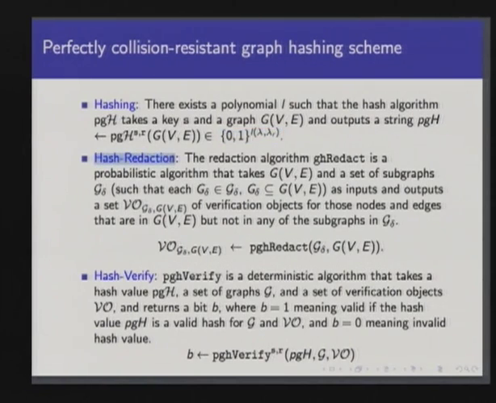This hash redaction function is similar to the previous hash redaction, that redacted graph is that part of the graph which is not returned to the user as part of the subquery result. This hash verification function is again similar to the previously discussed hash verification function, and is executed by the user on the user side. So the user has the hash value of the original graph. It has a set of subgraphs which are returned as part of the subquery result, and it has a set of verification object. So on the user side, the user uses this information to actually compute a value. If that value is 1, the user is assured that the integrity of data has not been violated.